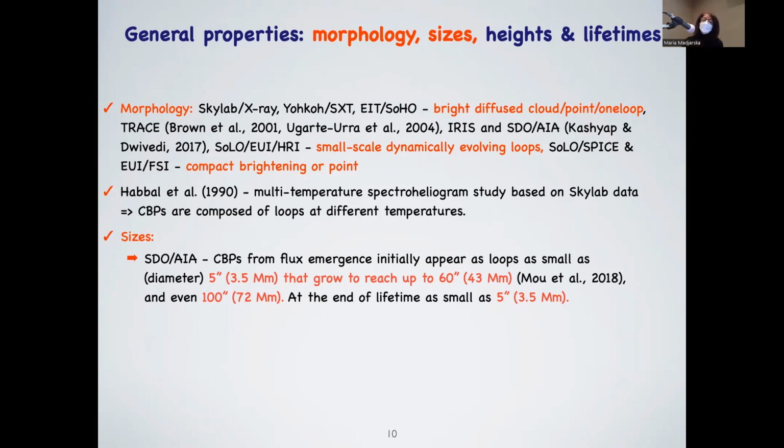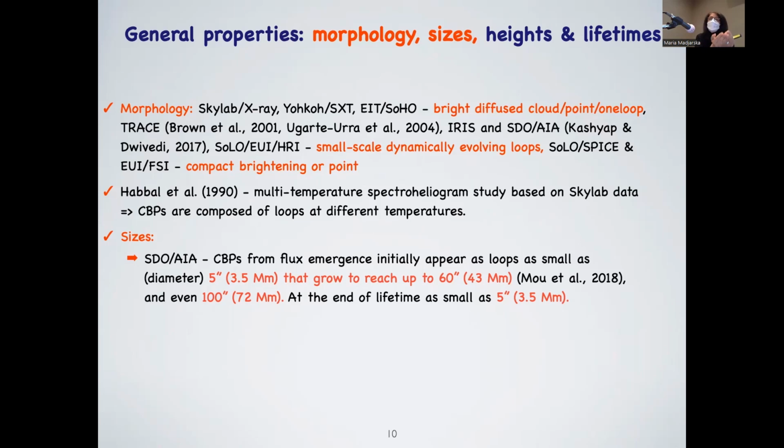Shadia Habbal and co-authors in 1990, using spectroheliograms, which were actually taken during the Skylab mission, found that coronal bright points, I will use this term throughout my talk, are composed of loops at different temperatures. They had, however, just spectral data, so they could see emission in the transition region, in chromospheric lines, and also in coronal lines.